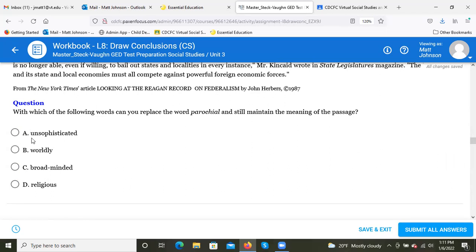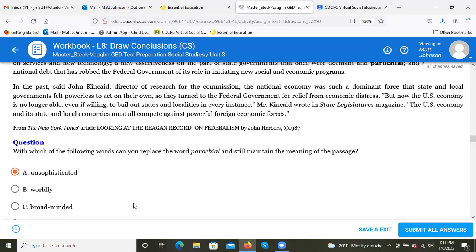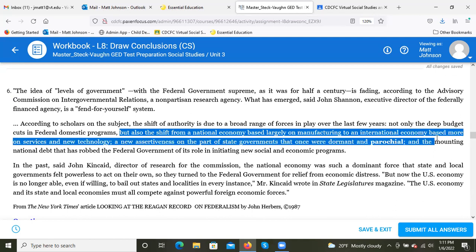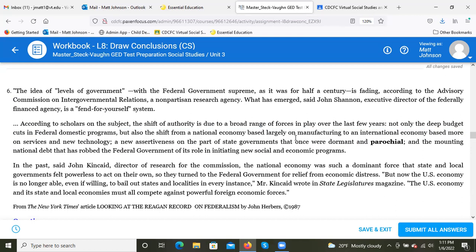C, A, unsophisticated. Parochial can also mean religious, but it also means unsophisticated or narrow-minded or less complex. And again, looking at our context, the sentence says, but also the shift from a national economy based largely on manufacturing to an international economy based more on services and new technology. A new assertiveness on the part of state governments that once were dormant and parochial.